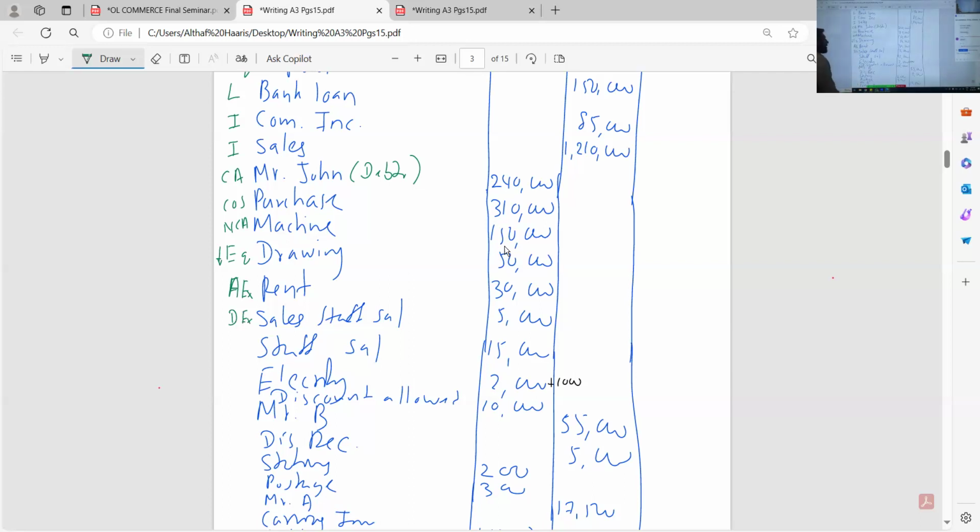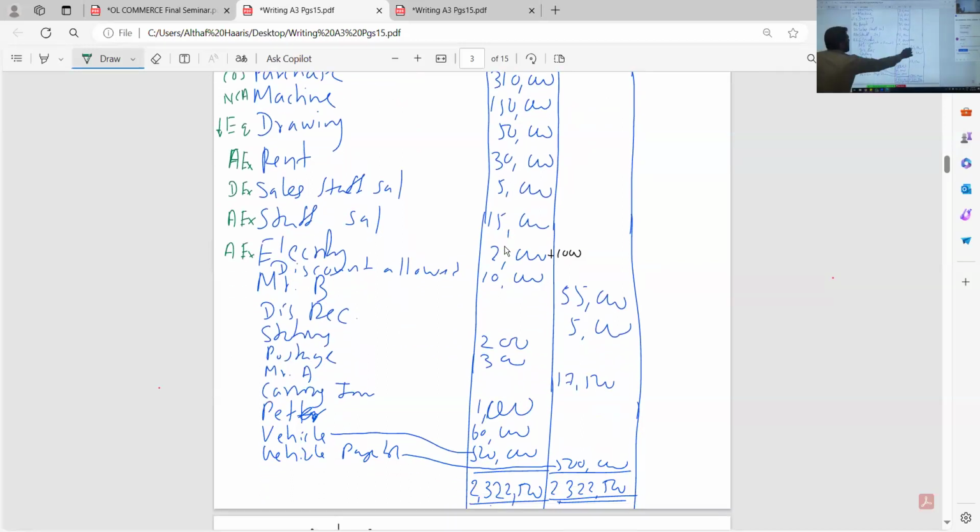Distribution expense. Other staff salary, admin expense. Only sales staff salary, sales and marketing staff salary, will come under the distribution. Other staff, admin. Remember that. Electricity, admin expense.